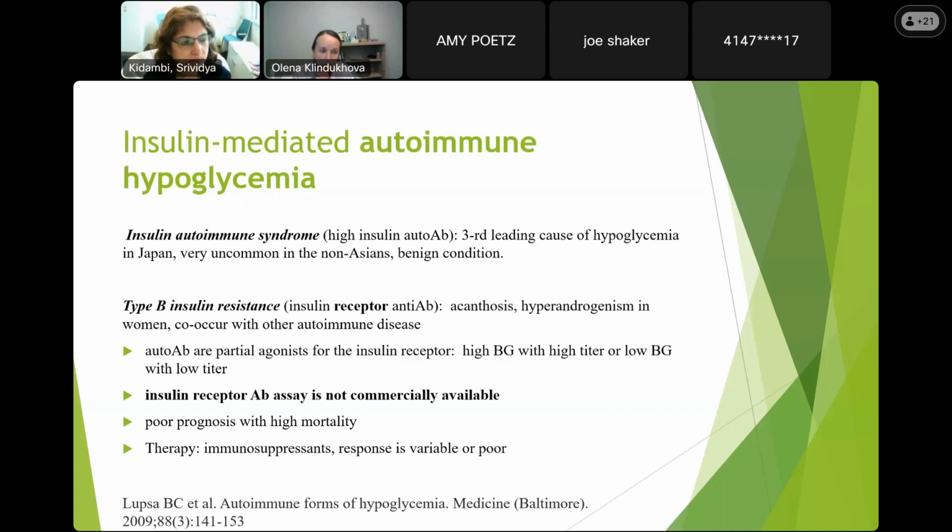So the one that is very, very challenging and a very, very scary diagnosis, and I did have a patient with type 2 insulin resistance.